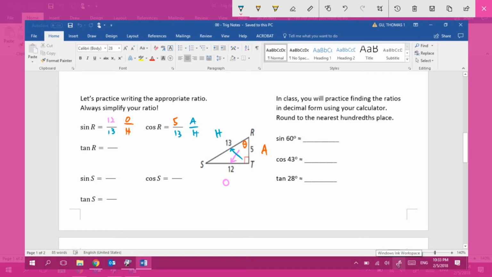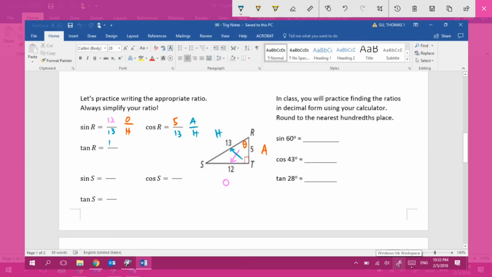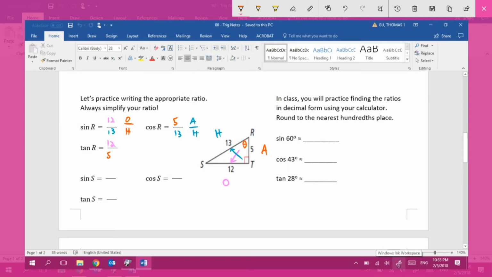And lastly, the tangent of r. Remember tangent, look above, is opposite side over the adjacent side. Where's the opposite side here? It's on the bottom, it's 12. And then the adjacent side is going to be the 5. All right? So that's what the sine, cosine, and tangent would be of r.